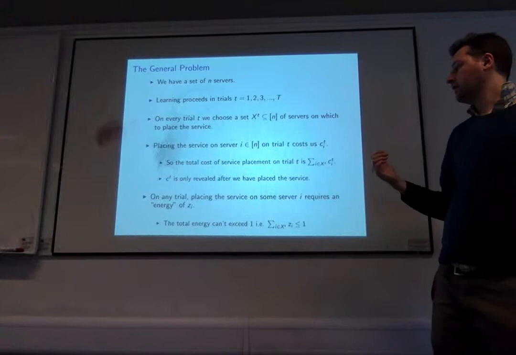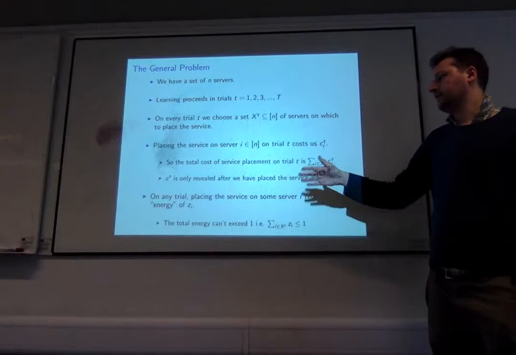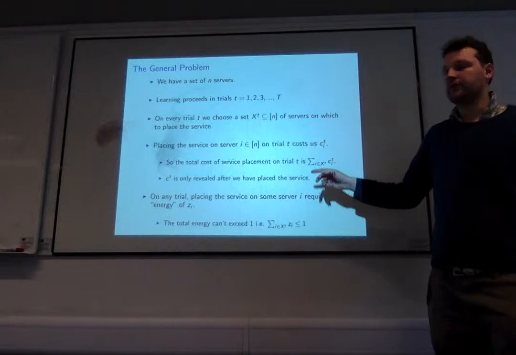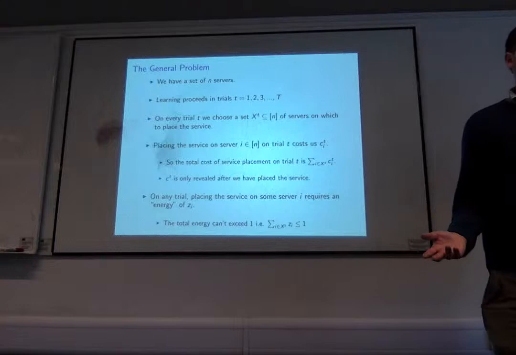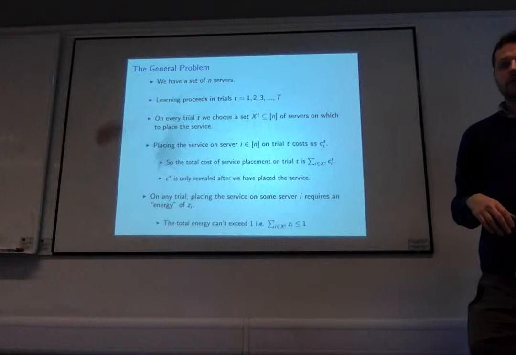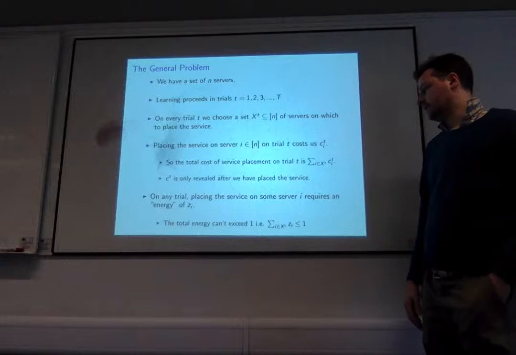dollars. That's the amount we have to pay to place a service on server I. So for every server we place a service on, we have to pay a price. So this is the total cost of the service placement here. And the costs may be revealed before we place the services, but it's not actually necessary. The cost could be given after, and the algorithm achieves the same performance. Note the costs change from trial to trial.